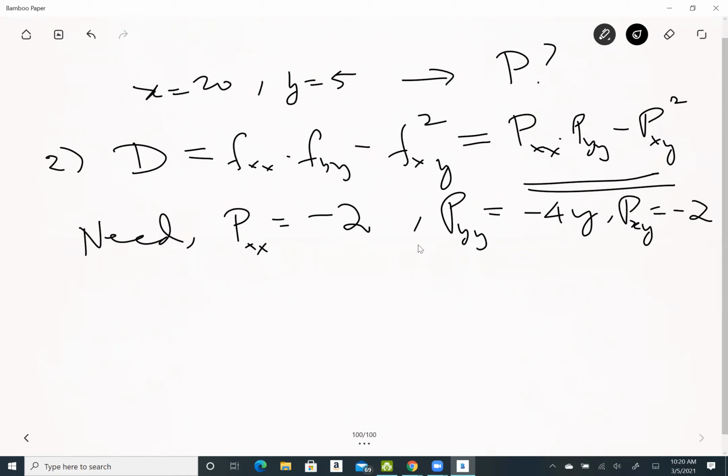And if you want to show whether it is correct or not, you find pyx. You'll get also negative 2. So we are right, it is correct. So those are the second partials.